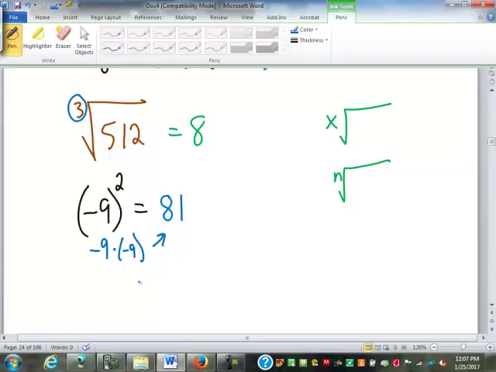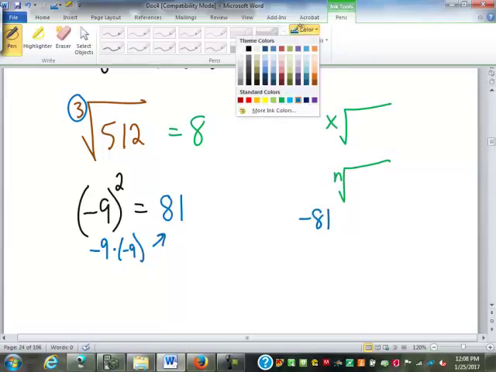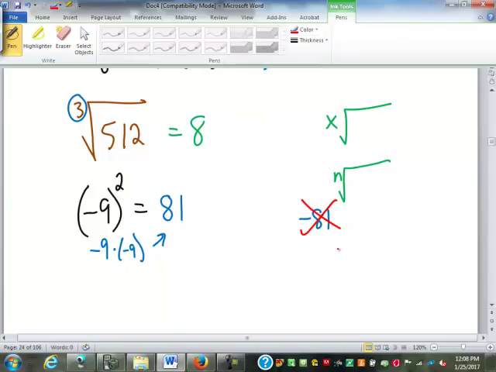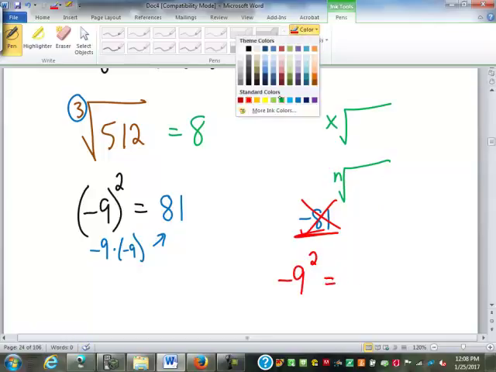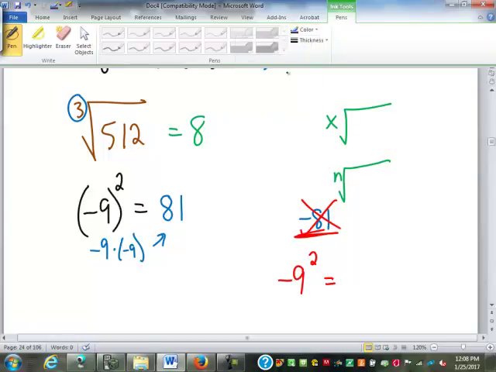Now, some of you, when you go to punch that in your calculator, might get -81. We know that's not true. Why is your calculator trying to say that? Well, if you just do a -9 and then squared, or to the power of 2, what's happening there, and we're going to talk about order of operations next, is that the power happens before the negative.